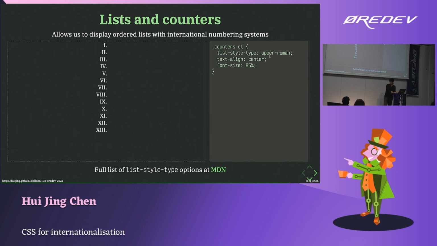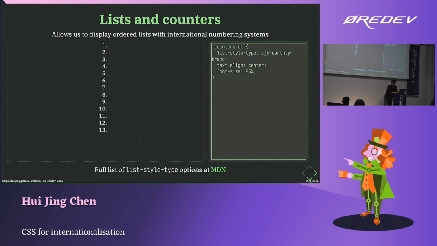So this is the one we're used to. I personally like this one. Probably the only other Chinese speaker in the room will know how to read this, but there's literally something called CJK earthly branch. There's also CJK heavenly stem. We can explain this to you later. You can come and talk to us later, but this is a Chinese thing.